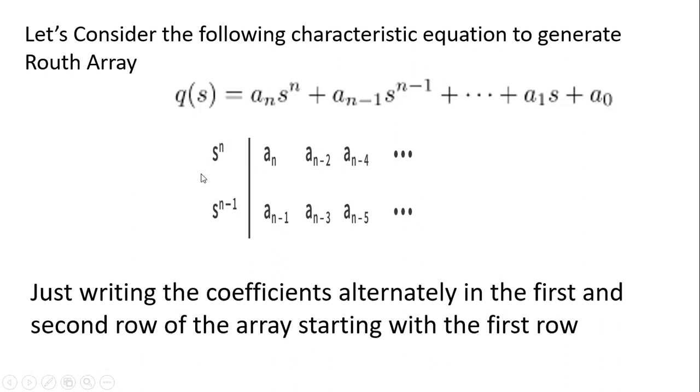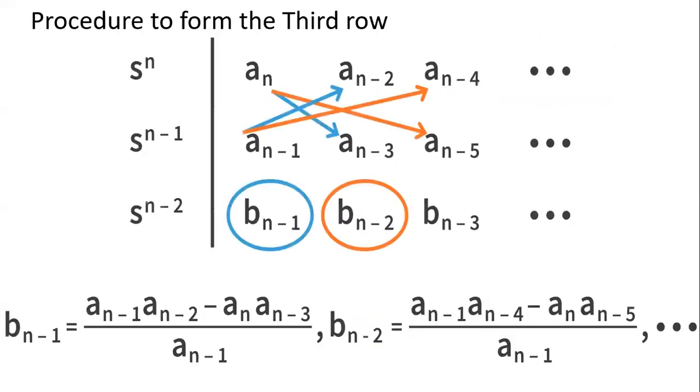So these two conditions are essential if we have to ensure that all the poles are on the left-hand side. Writing the coefficients alternately in the first and second rows of the array, starting with the first row, we form what we normally call the Routh array. Now let's take an example. The procedure is as follows: we have s^n, s^(n-1), s^(n-2), and so on, on this side. Then the coefficients, if you write them in a Routh array, are a_n, a_(n-2), a_(n-4) and so on in the first row, and a_(n-1), a_(n-3), a_(n-5) in the second row. So these two rows we can write easily.